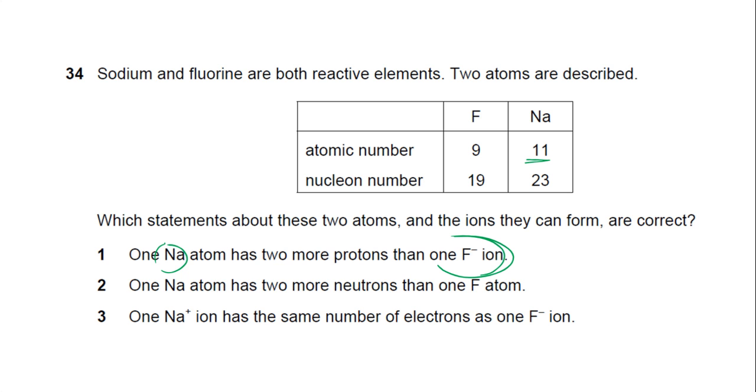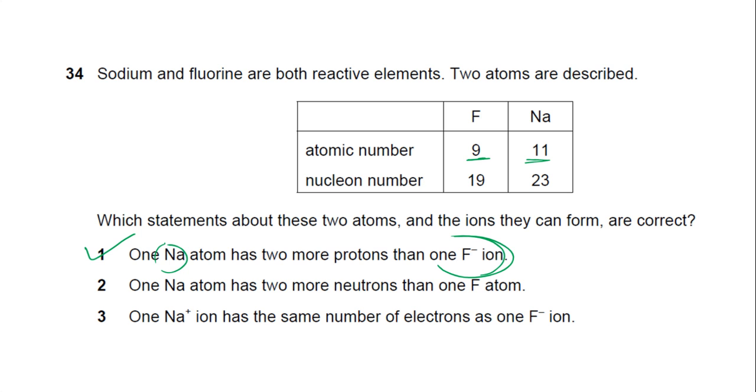And a fluoride ion, now this is the interesting part. I hope you don't make the silly mistake of actually doing this. Oh, it's F minus, so this will become 10, so 1 is wrong. No. Please remember, charges have nothing to do with the proton number. For any given element, its proton number never changes, or else its identity changes. So, fluoride ion has the same number of protons as its atom, and its atom has 9, so the difference is of 2, and therefore statement 1 is correct.